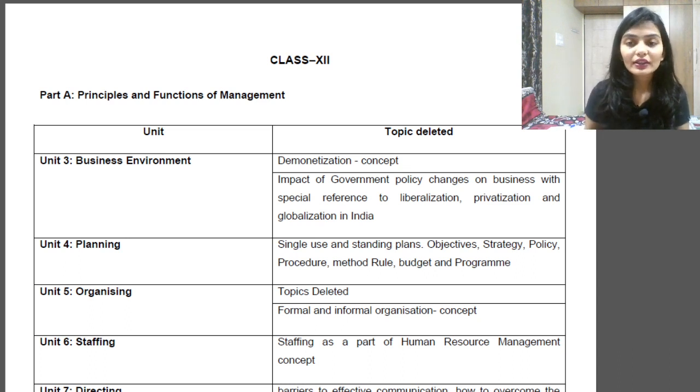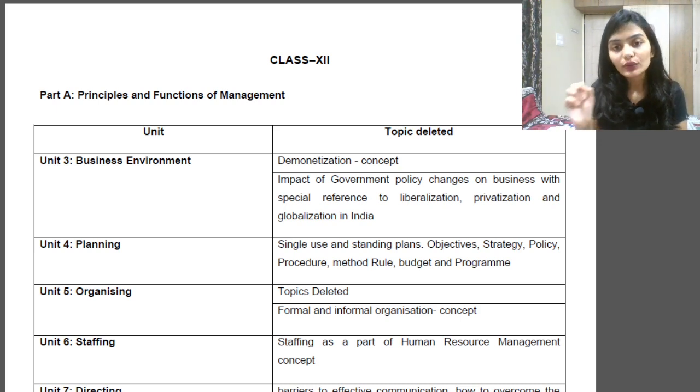Then going ahead, if you see on the screen, the fourth chapter, that is planning. Now in planning, the initial part, everything is there. What changes is the single use plan in the types of plans. And when you see single use and standing plans, then objective, strategy, policy, procedure, method, rule, budget, program, all of these that you can see over here are taken out from the syllabus.